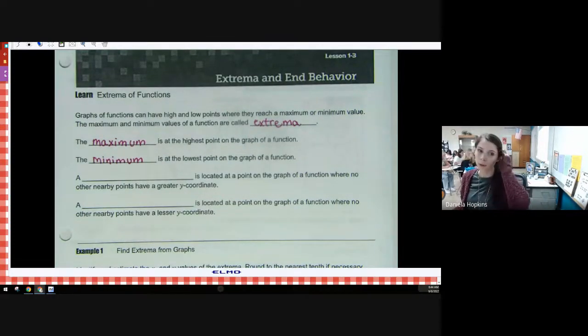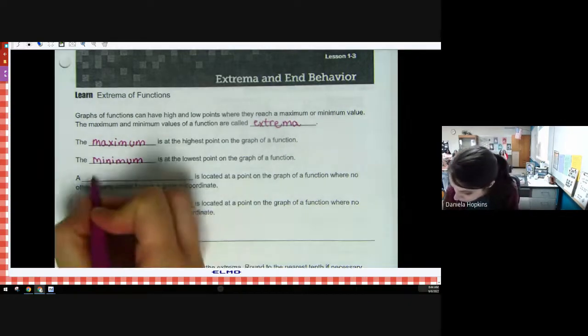Now, we look at some pretty crazy graphs in here. Sometimes you're going to see something called a relative maximum or relative minimum. Sometimes there's no actual minimum or maximum. Like if you think about a linear function, that's just a straight line. How do you have a maximum? Is it infinity?